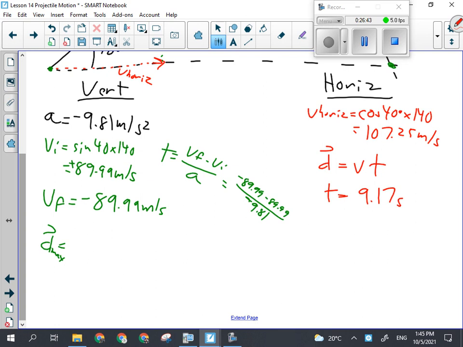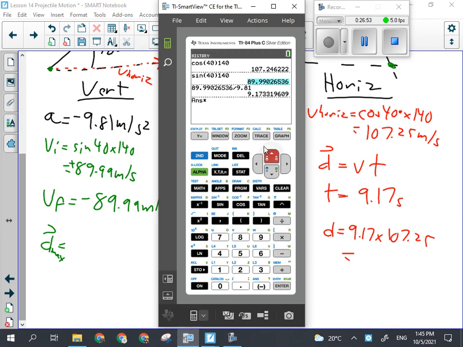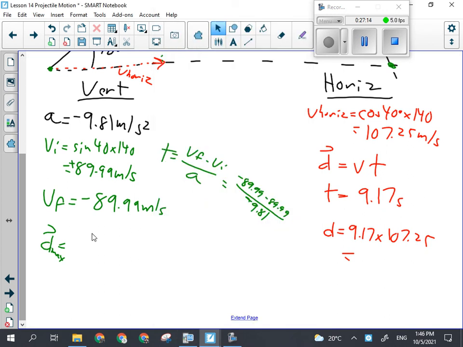Okay, so now I can calculate D. D will be 9.17 seconds times 107.25 meters per second. Okay, this thing's going to travel 980 meters. That's pretty far. Okay, and a cannon should be able to launch a cannonball pretty far. Okay, you don't need a cannon if you can throw it that far. So, okay, that's how we would work on that. All right, we'll look at the rest of this tomorrow, okay, and we'll run through some more as well as a few more examples of very, very bad movie physics.